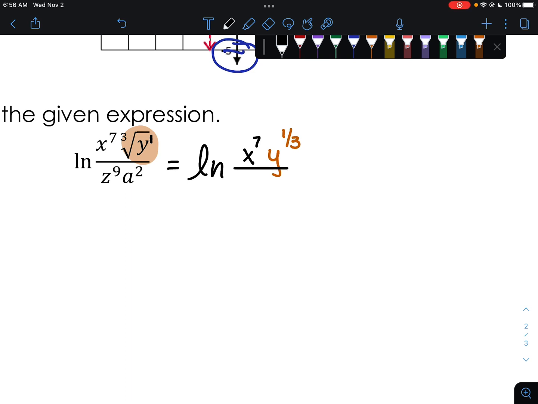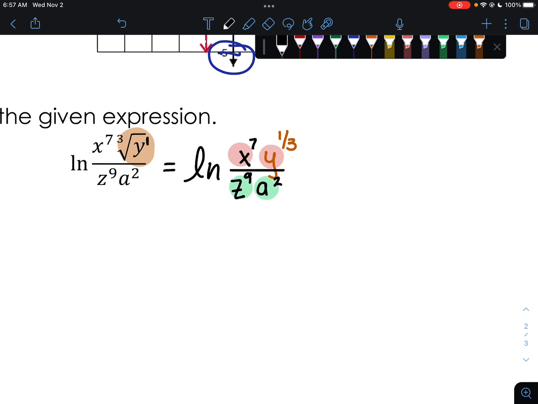And it's over z to the 9th, a to the 2nd. Now, things on top will get plus signs or be positive. Things on bottom will be minus signs in front of them. Each thing is going to have its own log, so I'm going to have 4 different natural logs.